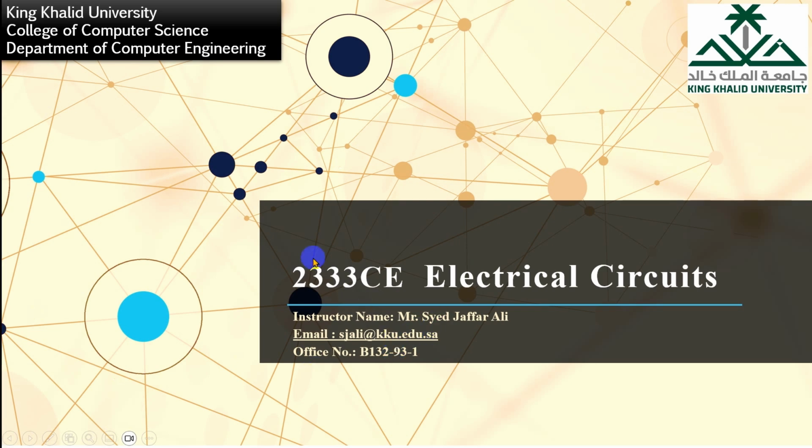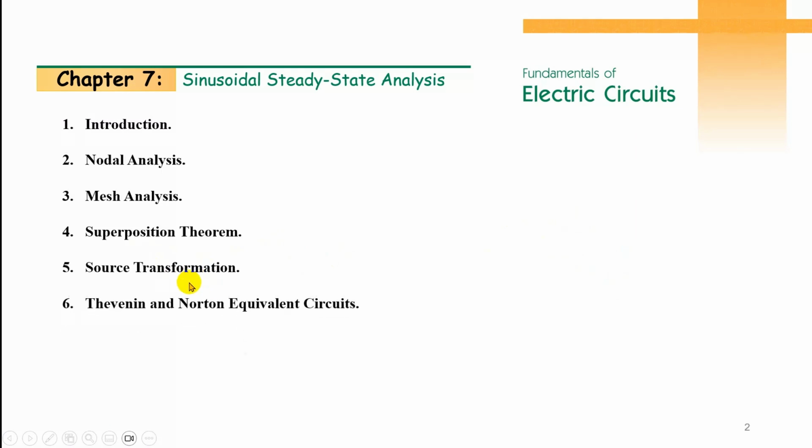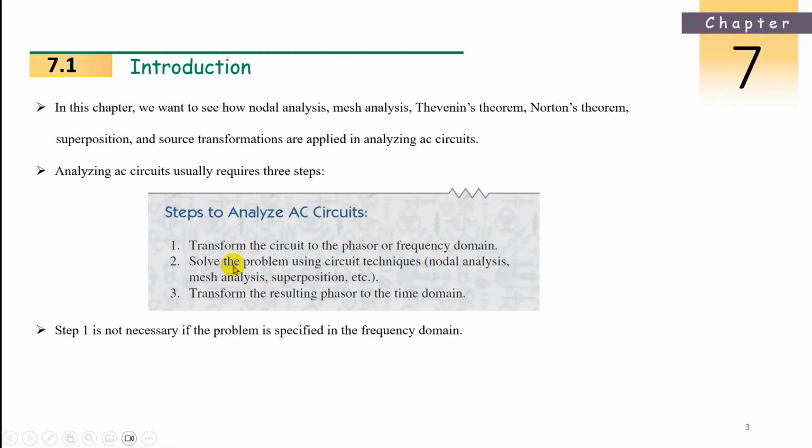Okay, let's start. We were in chapter 7, sinusoidal steady state analysis. We already started in the last lecture and studied node analysis. In this chapter we will study all the topics we covered in DC analysis: node analysis, mesh analysis, superposition theorem, Norton's theorem, source transformation, power, and instantaneous power. We have finished node analysis.